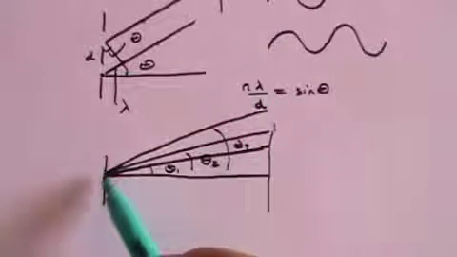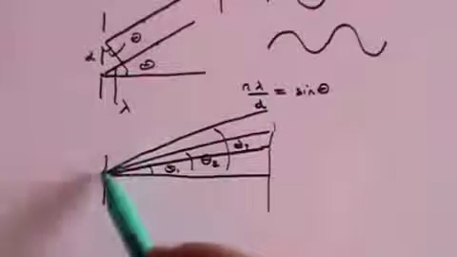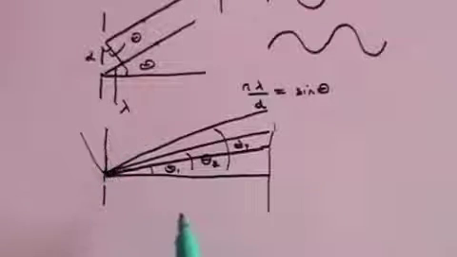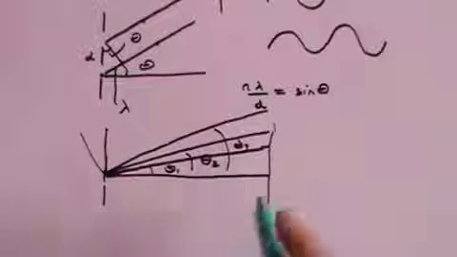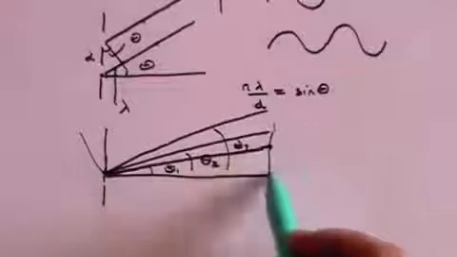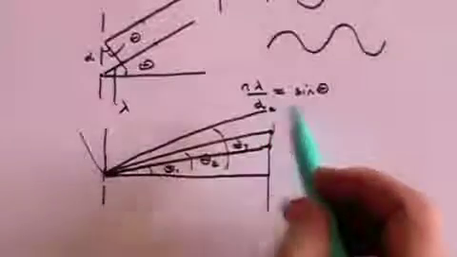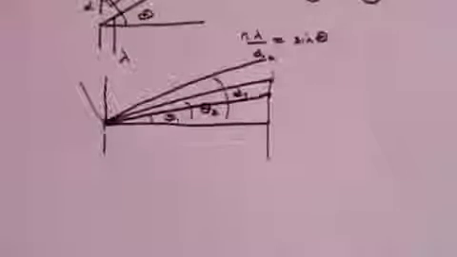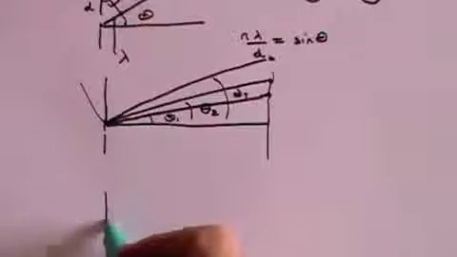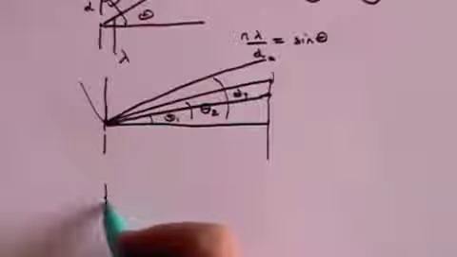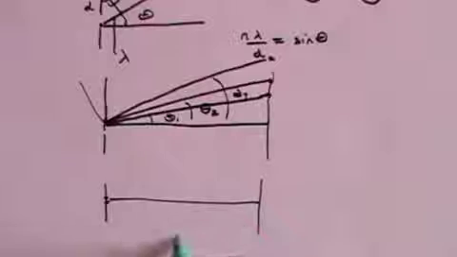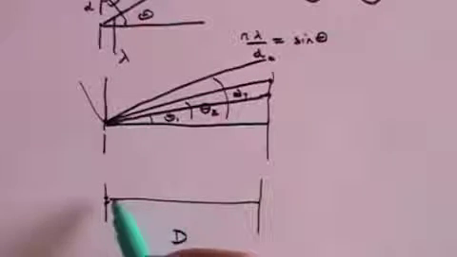Of course, you can never get a spread that goes more than 90 degrees. The spread can't go backwards. So once you've got to 90 degrees, you can't have any more spread. But every one of these will represent a fringe on the screen. So let's look again. Here's the slit, the double slit, we'll just mark like that. Here's the screen. The screen is a distance capital D away from the double slit.